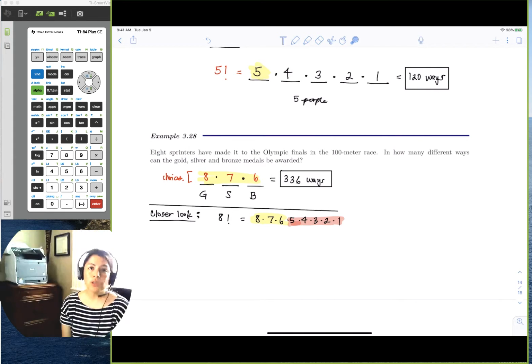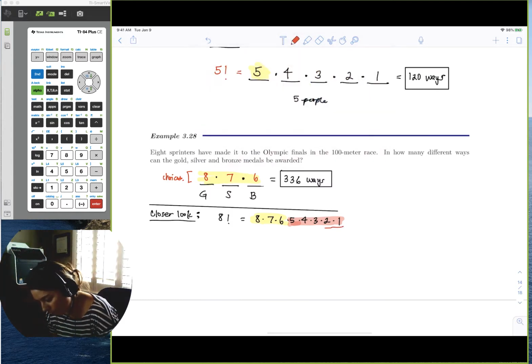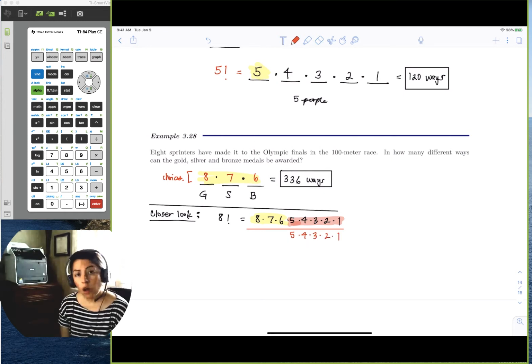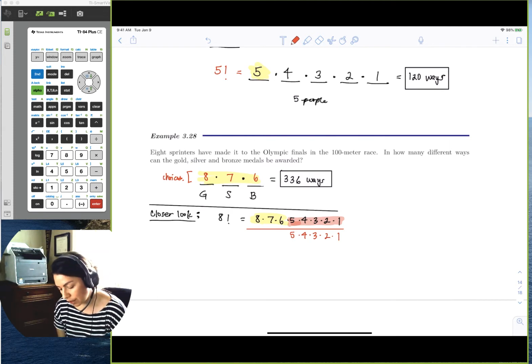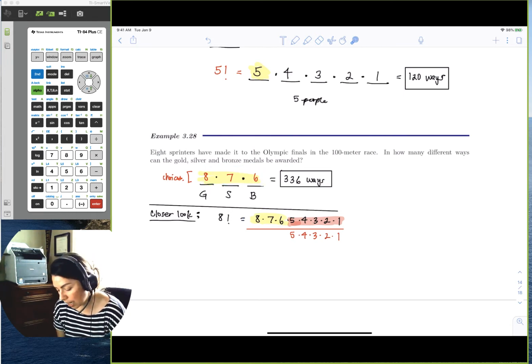Well, the only thing we're going to do with factors, meaning multiplication, is do the opposite, which is divide. So technically, I could divide by 5 times 4 times 3 times 2 times 1. And then all those factors would reduce out, and I would be left with the 8 times 7 times 6 that I need for my choices. And these would all reduce to 1, right? Because 5 divided by 5 is 1, 4 divided by 4, we all know that's 1.